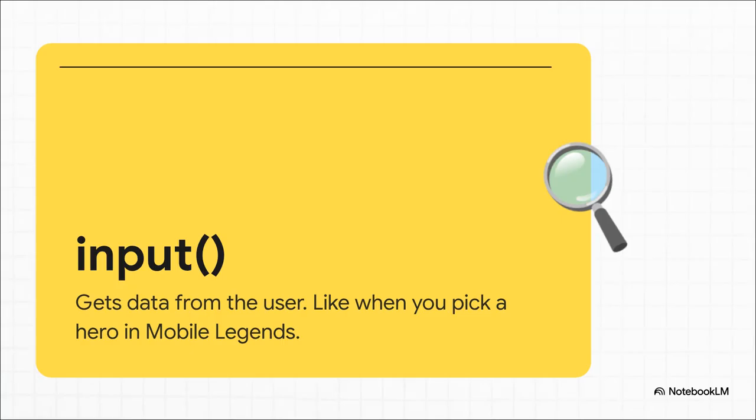Okay, first up is input. And the command for that is, you guessed it, input. Its one and only job is to get information from you, the user. A perfect example? Think about when you're in Mobile Legends and you're on that hero select screen. That choice you make, that is you providing input. You make a choice, you give the command, and the game takes it in.